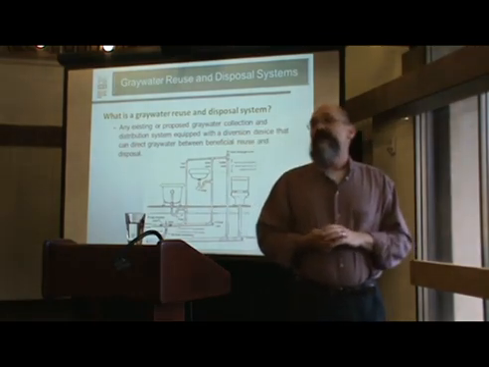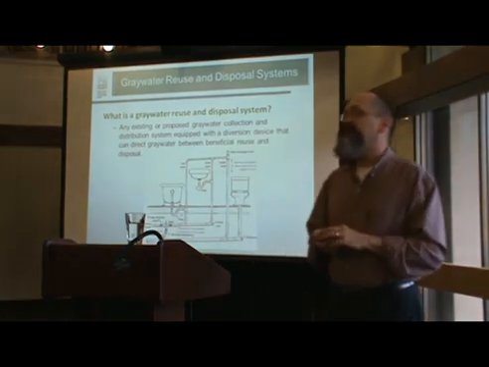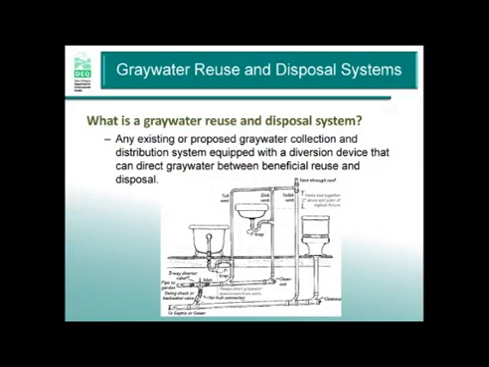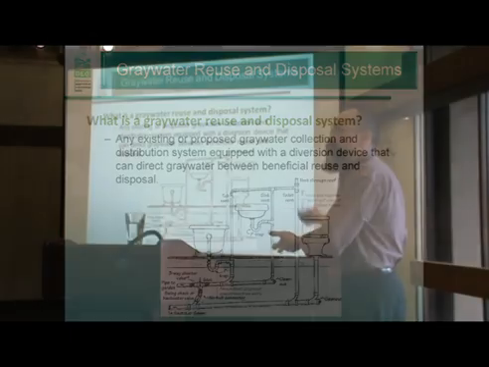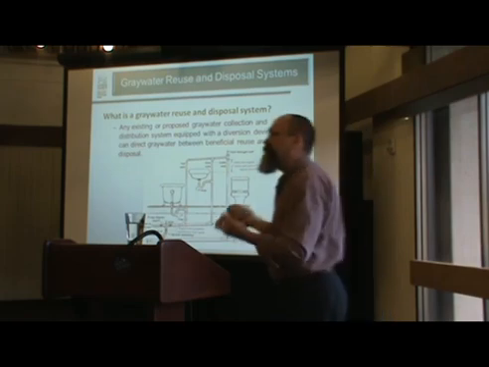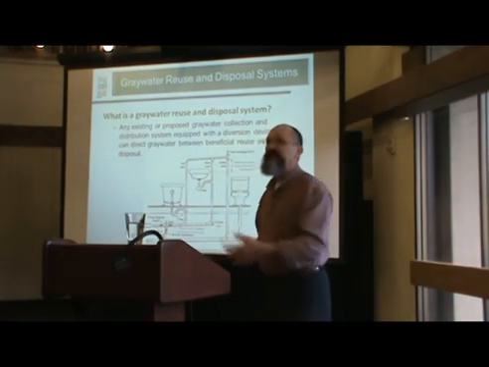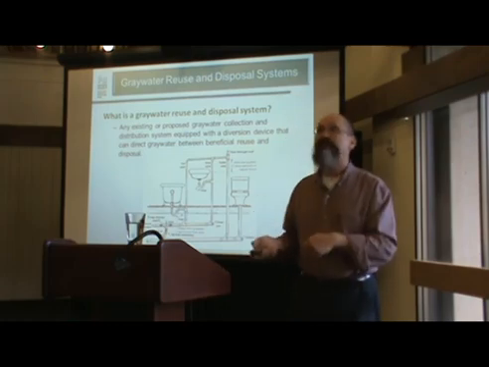And what we talk about, and this comes out of statute, is graywater reuse and disposal systems. What this means is that you have a graywater collection system, and it has some sort of diversion device on that system so that you can reuse it when it's appropriate to reuse it. If you're washing diapers or somebody's sick in your house, you can also switch a valve and send it to your disposal system. So they are graywater reuse and disposal systems.